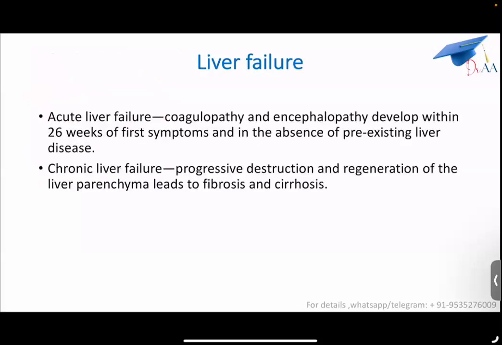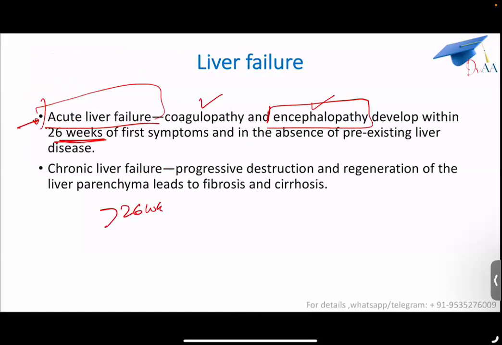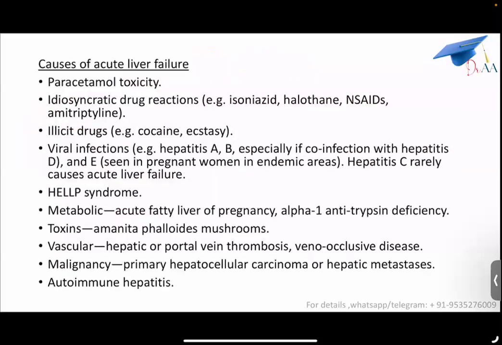Liver failure. We call it acute liver failure if there is encephalopathy or coagulopathy, that is an abnormal coagulation profile, or there are changes in the GCS, altered sensorium, within 26 weeks of the first symptom presented. If it's more than 26 weeks, then we call it chronic liver failure, where chronic changes like fibrosis and sclerosis start setting in, which are irreversible changes. Fibrosis is an irreversible change of the liver.